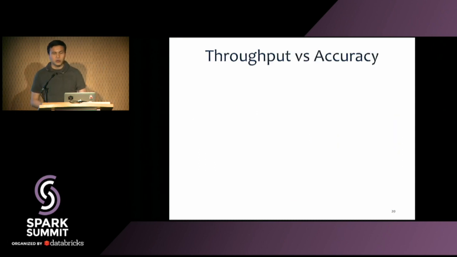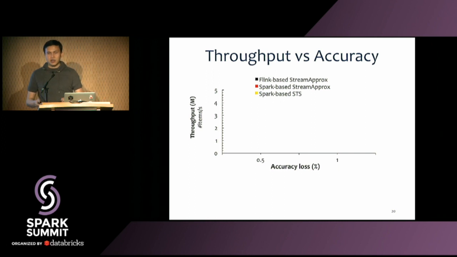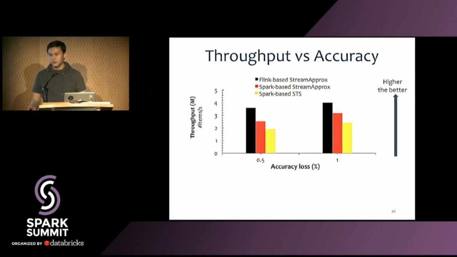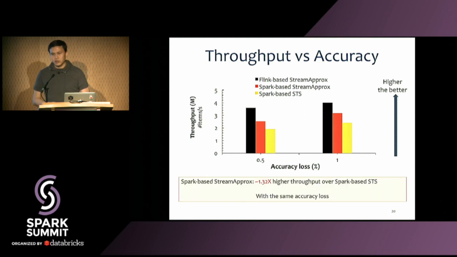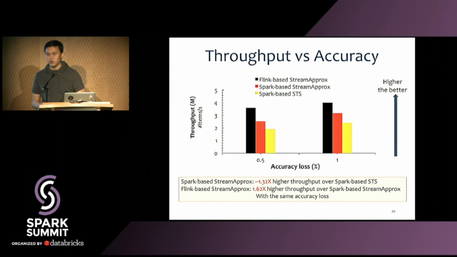In the next experiment, we keep the accuracy the same and measure the throughput of the evaluated systems. On the x-axis, we show the accuracy loss, and on the y-axis, we show the throughput of the evaluated systems. The higher, the better. Spark-based StreamApprox in our system achieves 1.32 times higher throughput compared with Spark-based stratified sampling. And Flink achieves even higher throughput, 1.62 times higher compared with the Spark implementation, with the same accuracy.